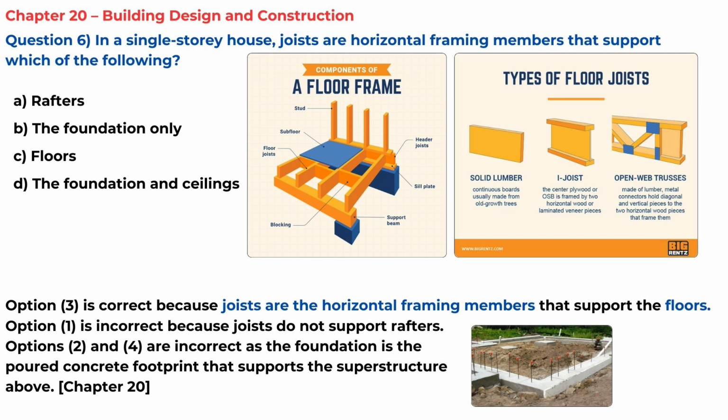Components of a floor frame: stud, subfloor, floor joists, header joists, sill plate, support beam. Types of floor joists: solid lumber, continuous boards usually made from old-growth trees. I-joist, the center plywood or OSB is framed by 2 horizontal wood or laminated veneer pieces. Open web trusses, made of lumber, metal connectors hold diagonal and vertical pieces to the 2 horizontal wood pieces that frame them.